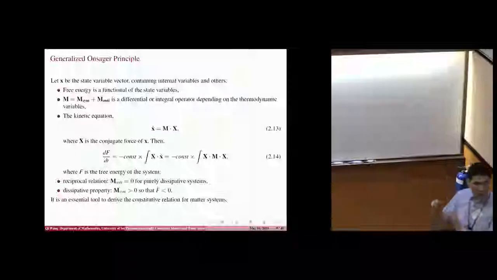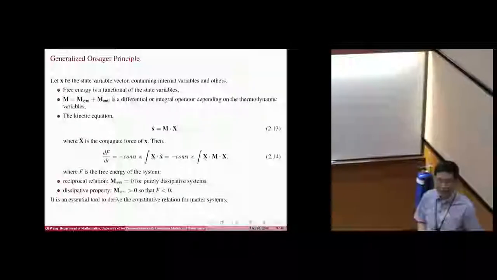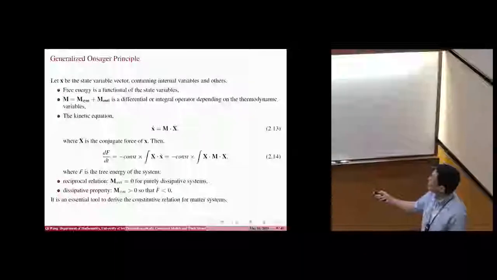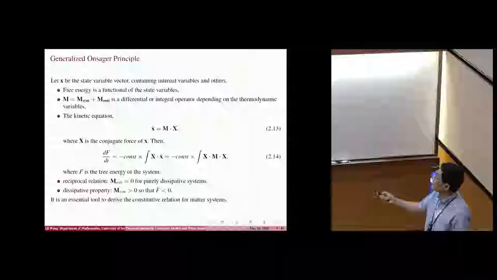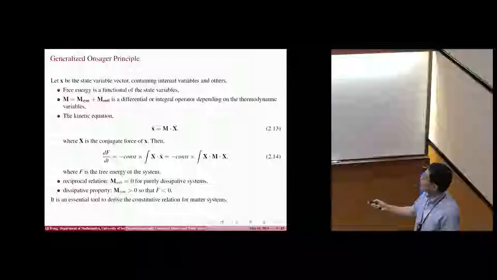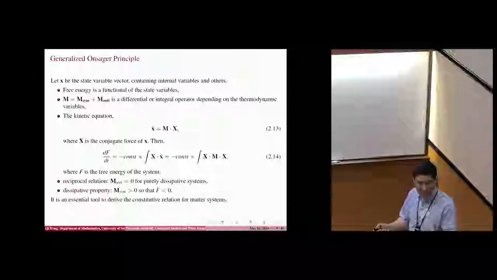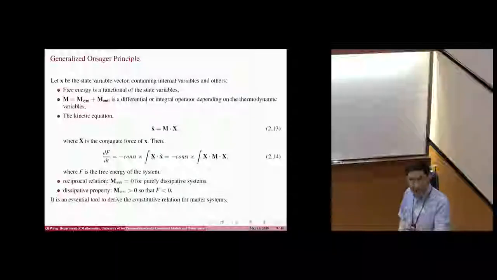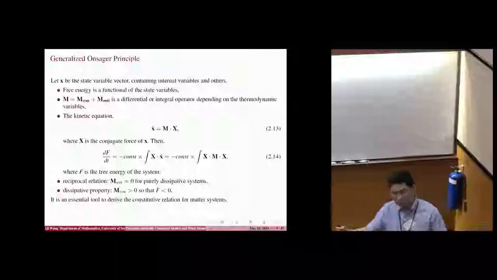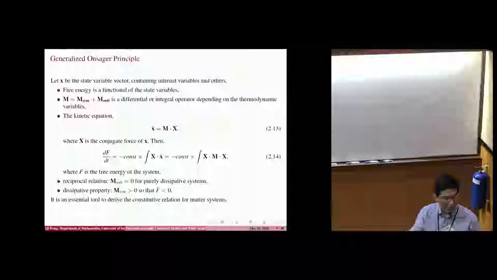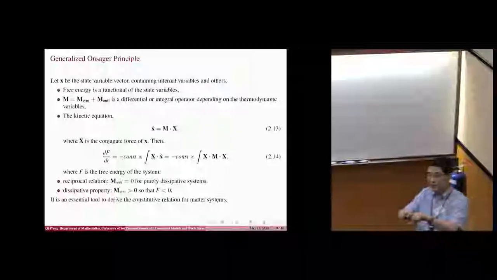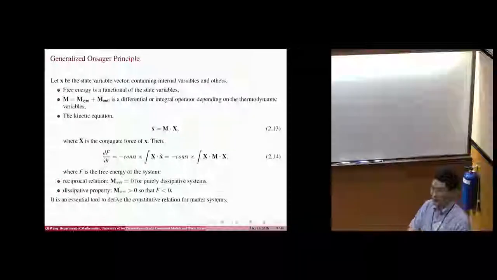Okay. So this is what I call the generalized Onsager principle. The starting point is you assume you have two quantities, free energy and mobility. And then you do a simple calculation, sometimes may not be that simple, but then you derive these connections. You derive what is your set of variables for the generalized flux, what is the set of variables for generalized force. Then you relate these two sets by the mobility operator. Then you're done. You got a model.